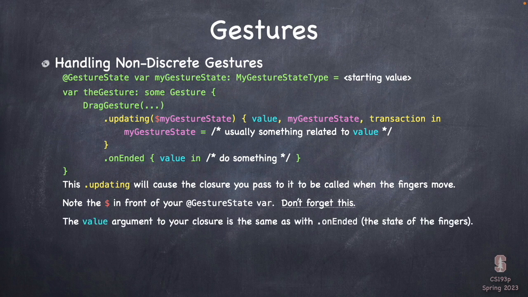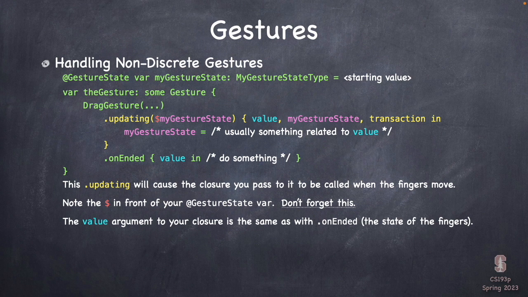The value, of course, is the same value that's in onEnded, except it's the value at that point in the gesture. As you're dragging across the screen, the value is constantly updating. And this updating closure that you provide here that has the value, it's going to get called every time the fingers move, or like in a long press, it actually gets called every once in a while over time. But as the gesture is happening, this value is being updated and your closure keeps getting called over and over.